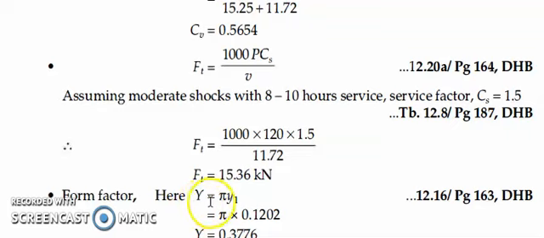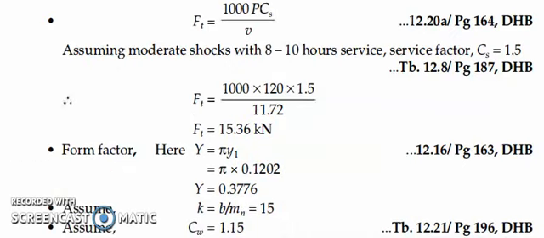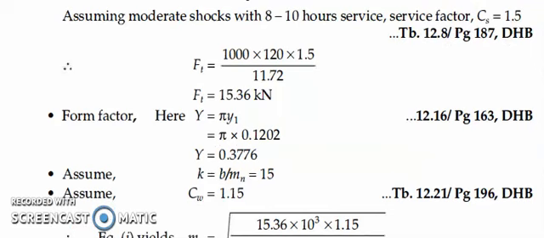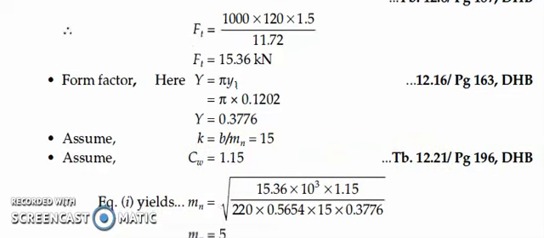Capital Y is a form factor, that is equal to pi into y1. Y1 we already calculated, so we can calculate the value of Y. Next, the value of K is not given, so we can assume it as 15. We take this value as 15 because it is a helical gear. For a spur gear we have taken it as 10. And the value of Cw we can also assume from table 12.21, that is equal to 1.15.